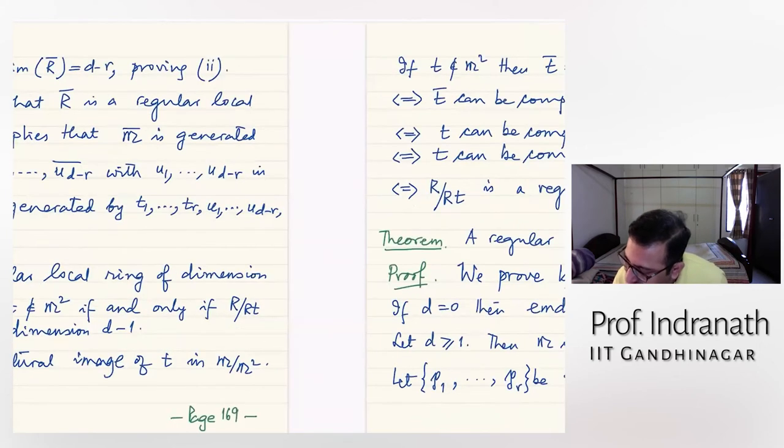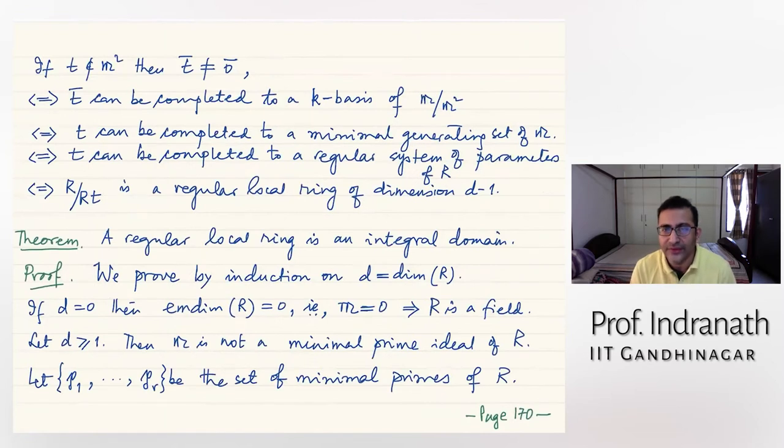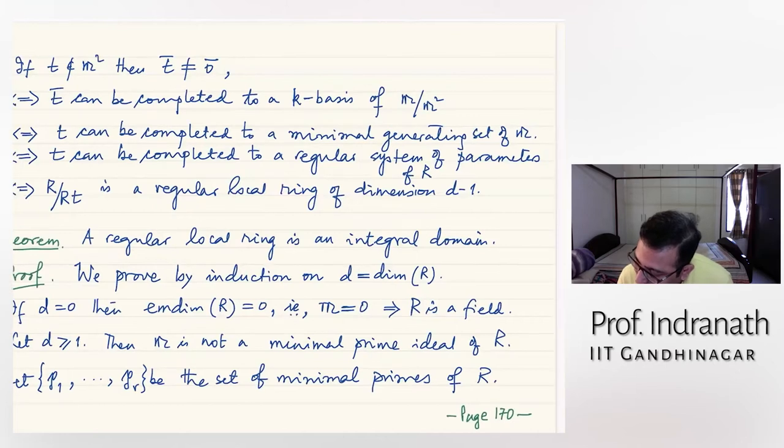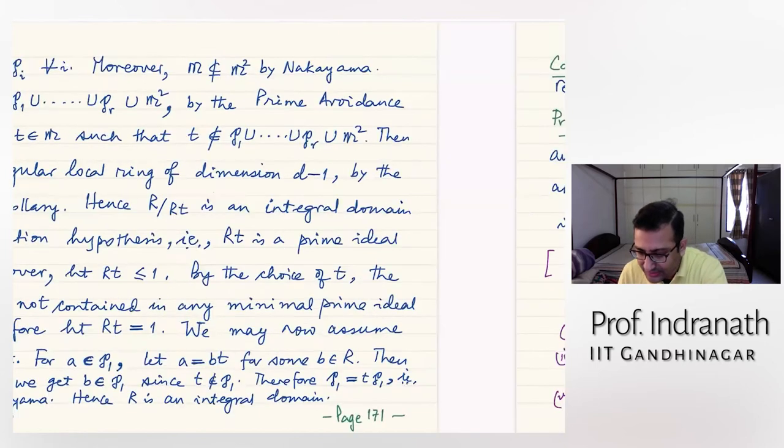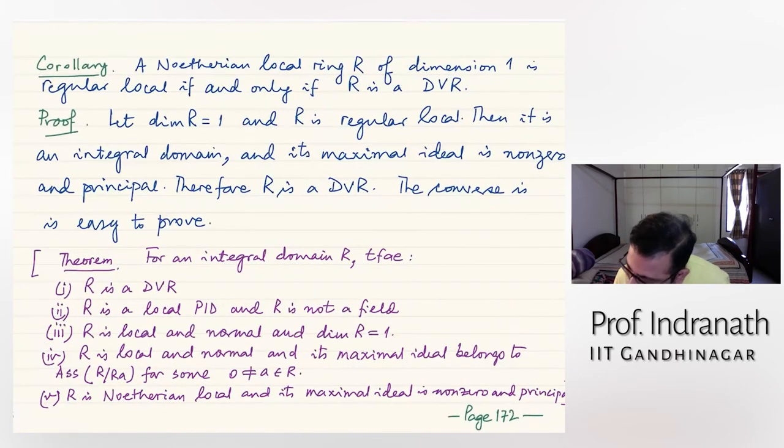These proofs are the natural thing that could happen, and it really happens that way. Using this, we could prove a very important structure theorem: every regular local ring is an integral domain. This proof, again, please go through, and discussion sessions or tutorials are there to discuss these matters. And I told you, dimension zero and dimension one are the initial cases, which are very interesting. A Noetherian local ring of dimension one is regular local if and only if it's a discrete valuation ring.